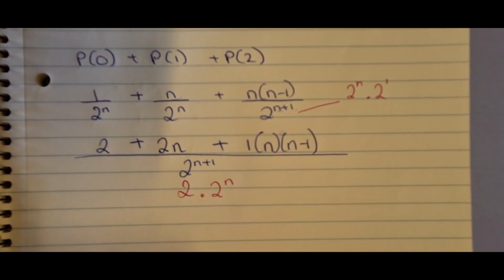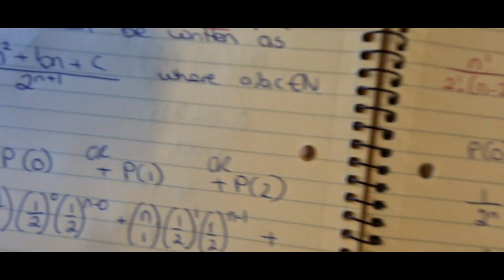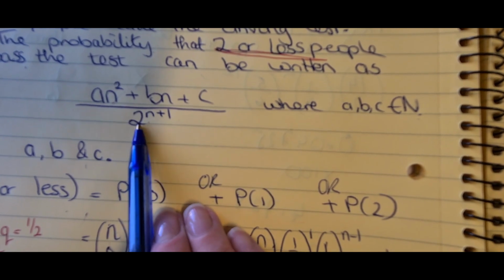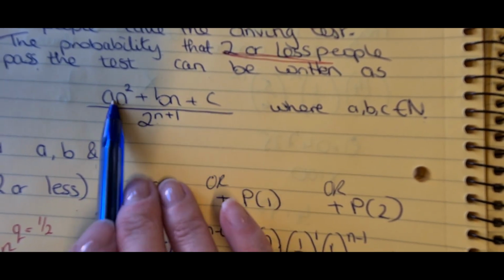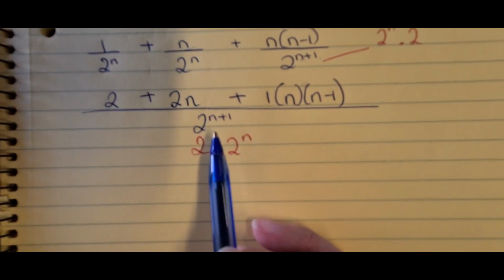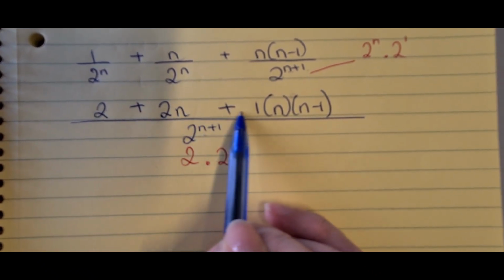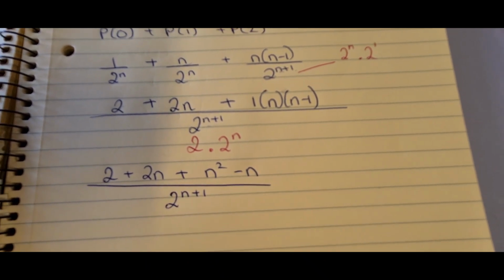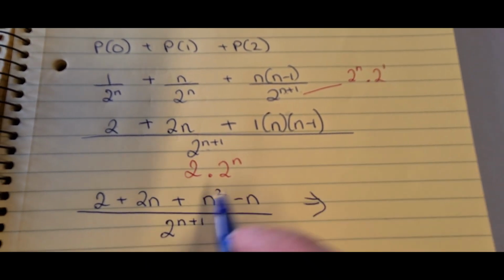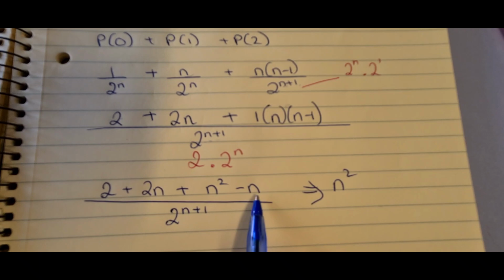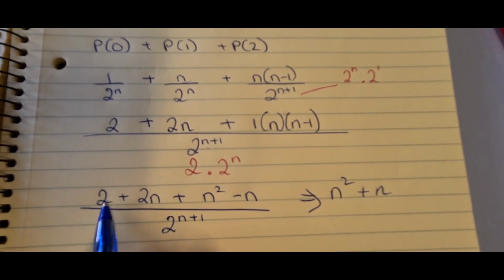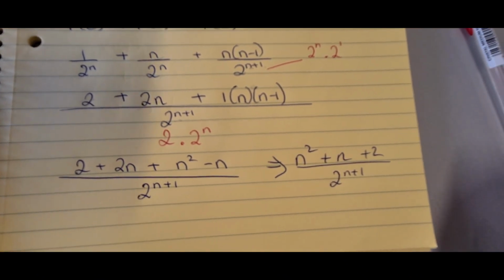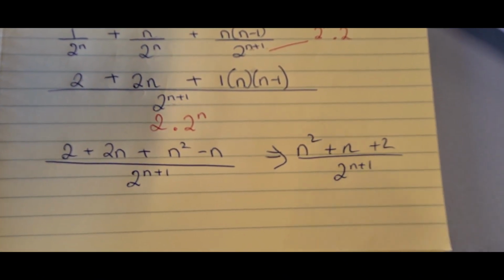I just need to tidy that up a little bit further to get it looking like this. So look, in the denominator, I already have 2 to the power of n plus 1. I need to get the top looking like a quadratic. So my denominator is fine. I just need to work with this. So multiply out those brackets, and you'll get this expression. Then just tidy it up. So n squared, 2n minus 1n, that's 1n, plus 2, and it's all over 2 to the power of n plus 1. Okay, so I now have it in the format they wanted it to be in.